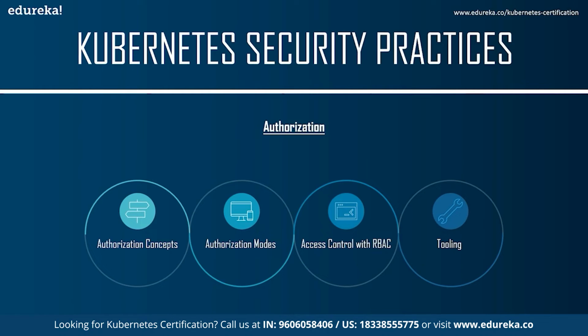The next important practice is access control with RBAC. Developed originally at Red Hat in the context of OpenShift, role-based access control was upstreamed to Kubernetes and is stable as of version 1.8. You should use RBAC for access control and not use ABAC, or even worse, use none.